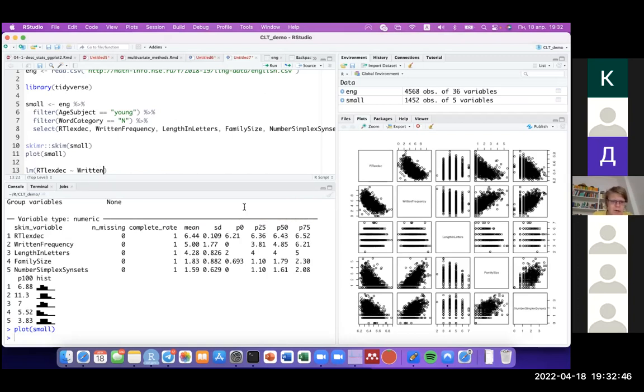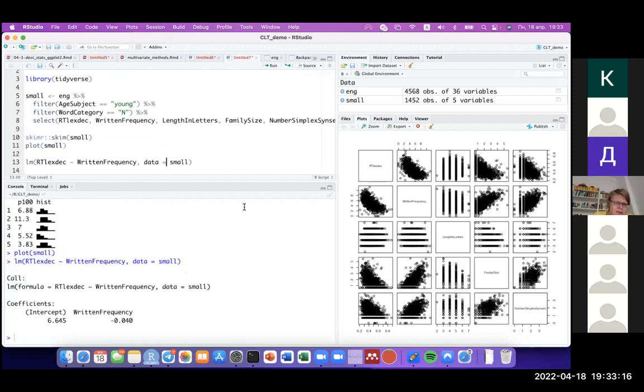you just list them all connected by plus sign. So when we had just simple linear regression, it was like that. We set up a formula. We also need to set the data that we use. Data equal to small, the second parameter, and we get something.